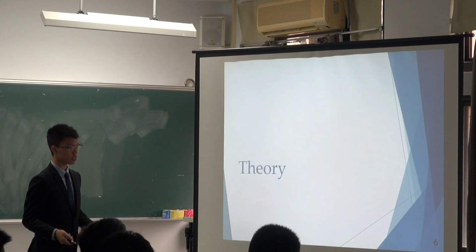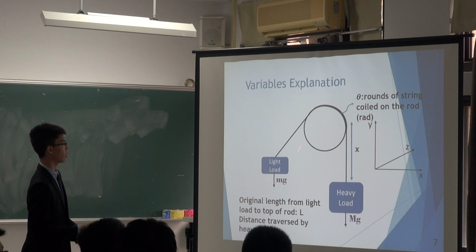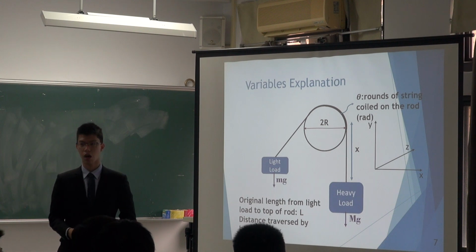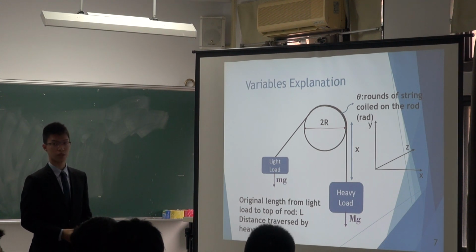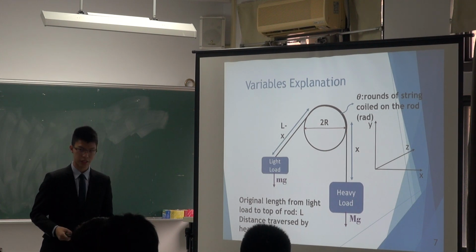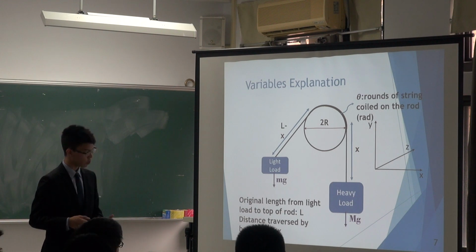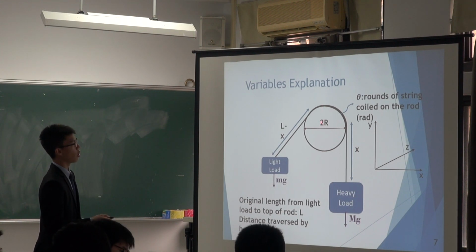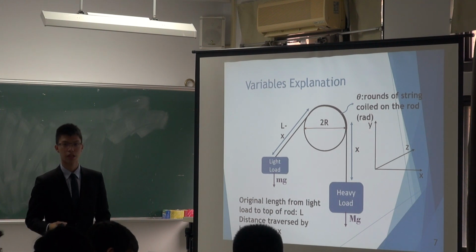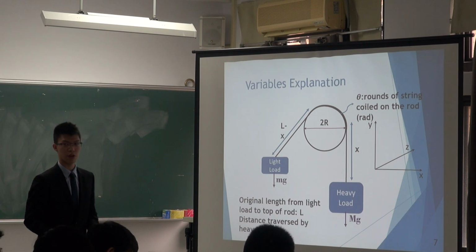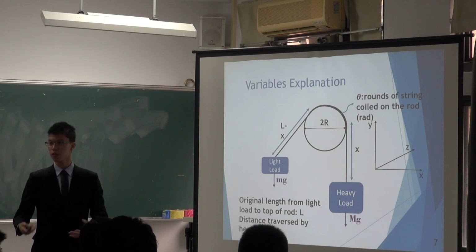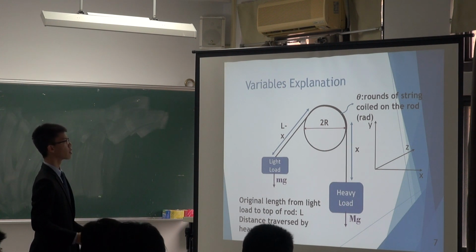And so the next part is our theory. Firstly, I would like to introduce our variables here. 2r is the diameter of the rod that we use as our horizontal rod. Next is L, which is our initial length of the cotton strand from the top of the rod to the light load, and X is the difference between the position of the light load and the starting point, which means at the very initial process, X is equal to 0. Okay, that's how we define our variables here.